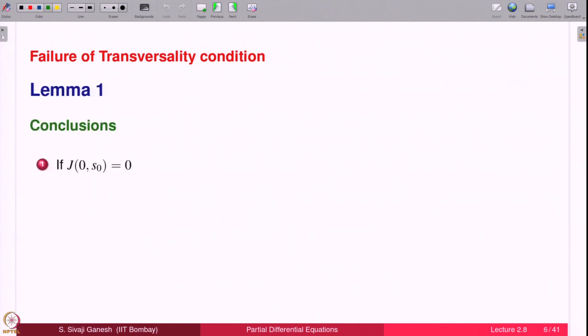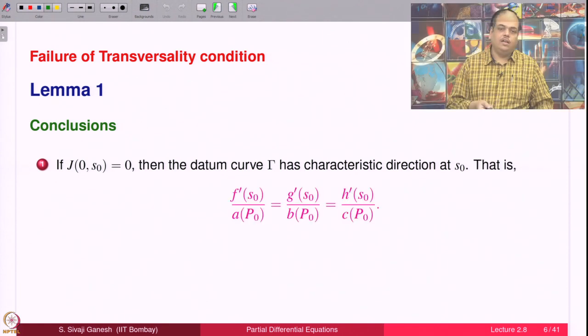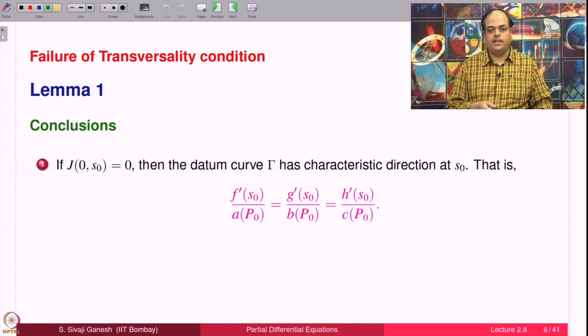Conclusions: if J of 0, S naught is 0, that means the determinant is 0 at one point, then the datum curve has a characteristic direction at that point. What does that mean? What is the characteristic direction at S naught? A(P naught), B(P naught), C(P naught), because P naught is the point, F(S naught), G(S naught), H(S naught). And what is it saying, that the datum curve has a characteristic direction? Its tangent, which is F prime S naught, G prime S naught, H prime S naught, that triple is proportional to A B C.